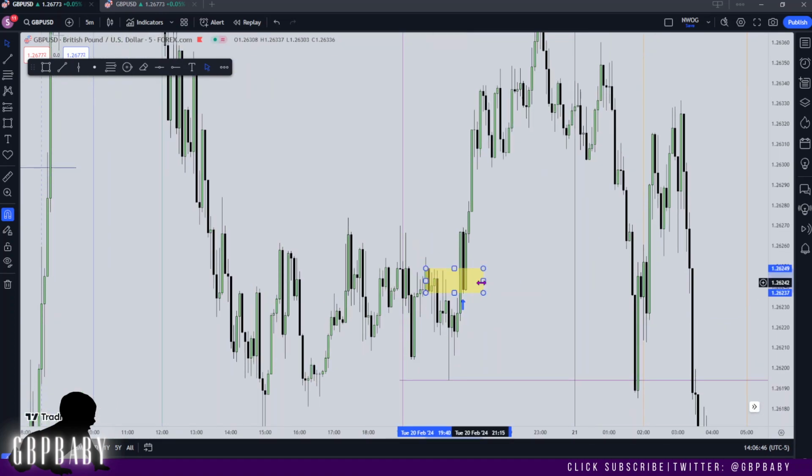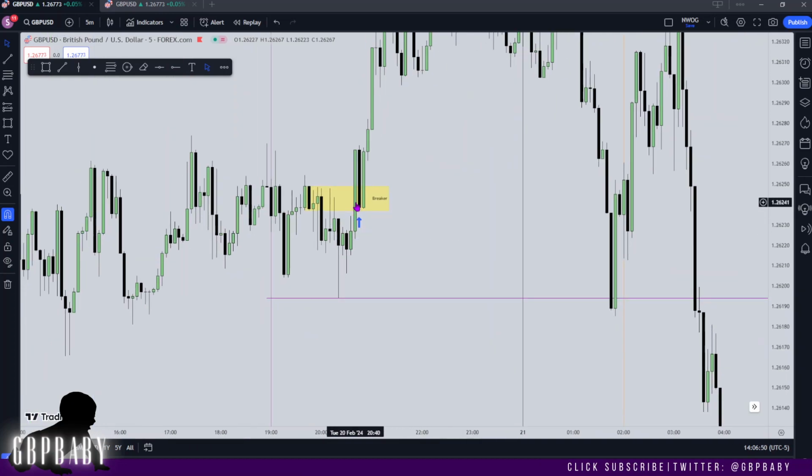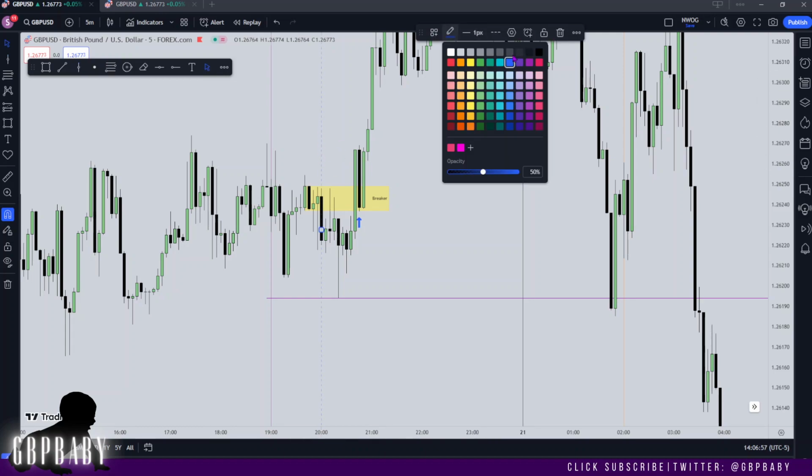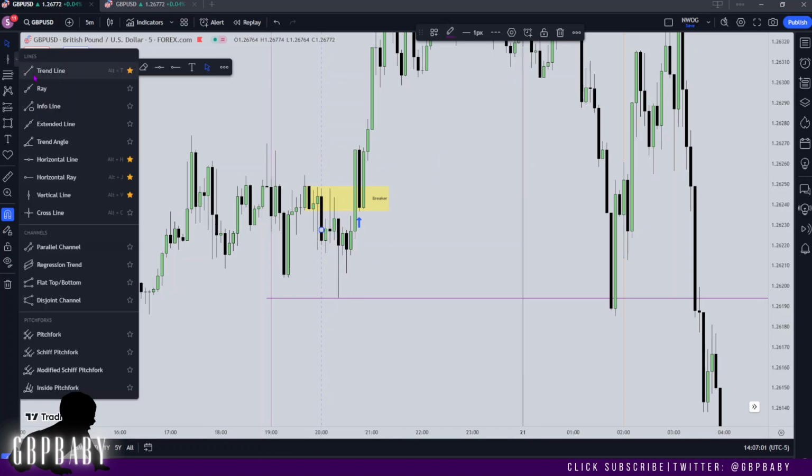So that's a breaker here. And guess what? Again, time. What time does this happen? After 8 o'clock, 8:45 specifically. But my point is that after 8 p.m. we hunt and anticipate some kind of setup to form.